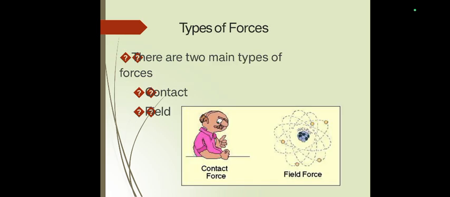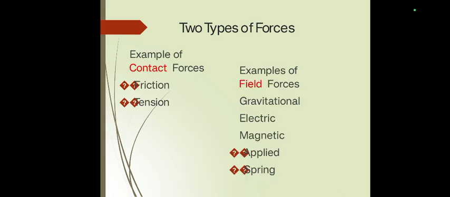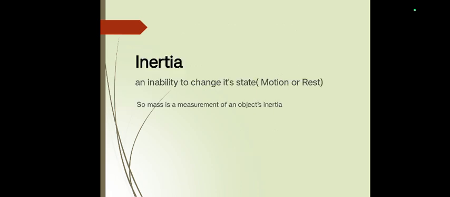Now, types of forces. There are mainly two types. They are contact and non-contact. Non-contact, also known as field forces. Now, examples of both categories. First one is contact forces, examples are friction, tension, etc. In case of field forces: gravitational, electrical, magnetic, applied, spring induced forces, etc.